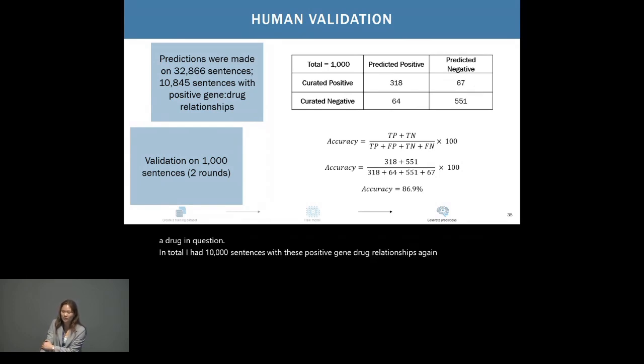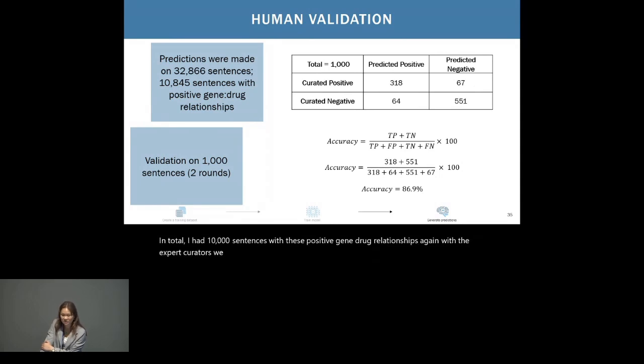Again, with the expert curators, we performed validation on 1,000 of these sentences, two rounds again, so two pairs of eyes looking at every single sentence. If there were disagreements, a third round of labeling would occur. And my model was 86.9% accurate in identifying the AMR determinants which confer resistance to whatever antibiotic.